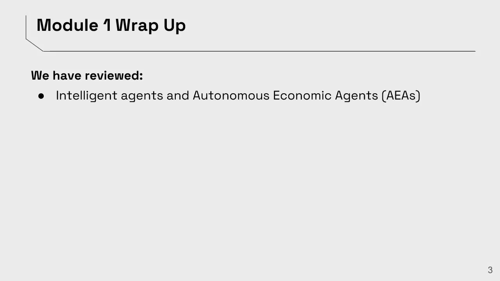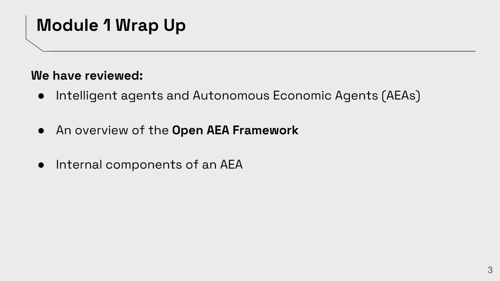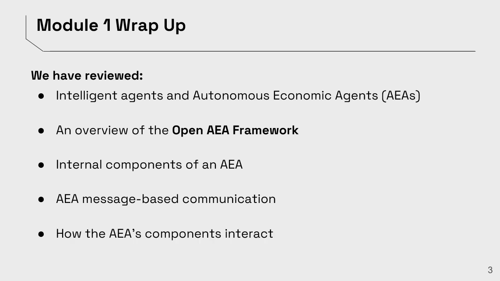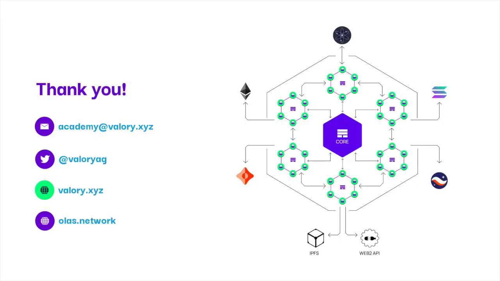We have reviewed what is an intelligent agent and what is an autonomous economic agent. We have given an overview of the Open AEA framework. Especially, we have focused on the internal components of an AEA. We have also given an overview of how the AEA message-based communication works. And we have also taken a look at how the AEA's internal components interact between them. We hope that this video has given you an overview on what is an intelligent agent and what you can do with the Open AEA framework.